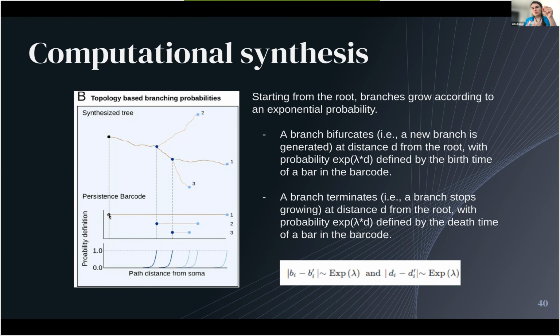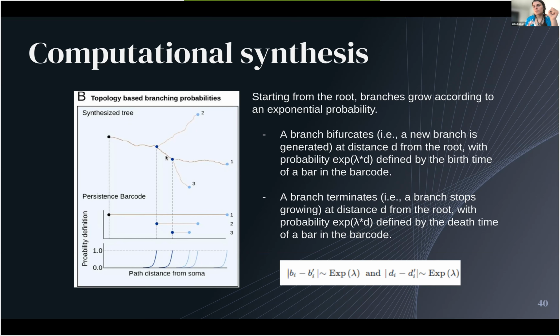You start growing, and at the beginning you only have one branch that is growing out of the soma. And then you have a probability to bifurcate and a probability to terminate. At each point you check, like, should I terminate or should I bifurcate? And that's a random factor, and you compare it against the probability. And this probability is exponentially increasing as you see new bars. So the probability to bifurcate increases as you see a bar in the barcode, right? So as you're growing here, as you're approaching this bar, your probability to bifurcate increases and then becomes 1. So if you pass this point, then you should certainly bifurcate.